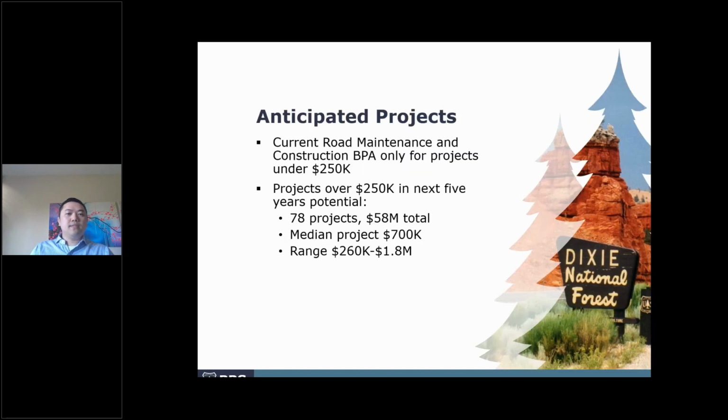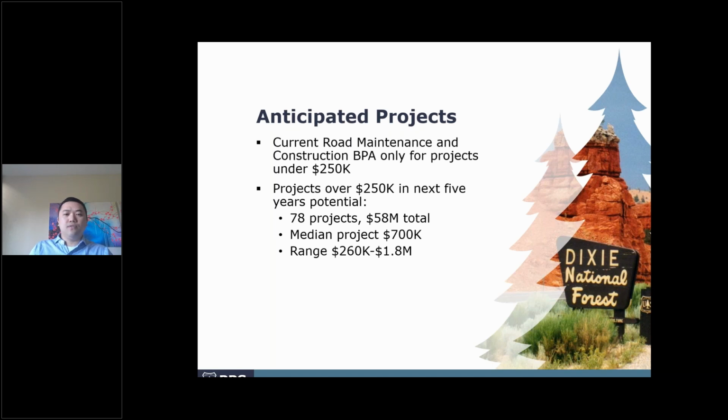So anticipated projects: right now we have a current tool called the Road Maintenance and Construction BPA, Blanket Purchase Agreement, and it's intended for projects under $250,000. So this MATOC that we're talking about now is going to supplement that by going over $250K for all these other projects. And just looking at the next 5 years, because of pretty much the Great American Outdoors Act, that's going to be infusing a lot of money into our budget for projects that have been previously deferred.